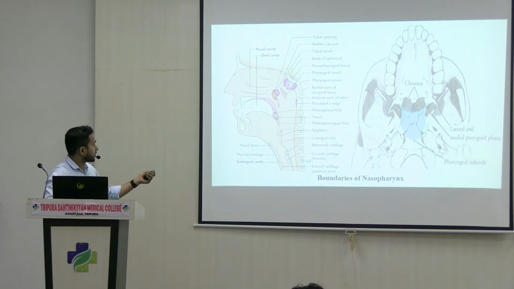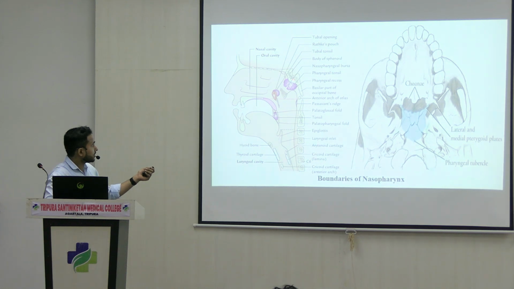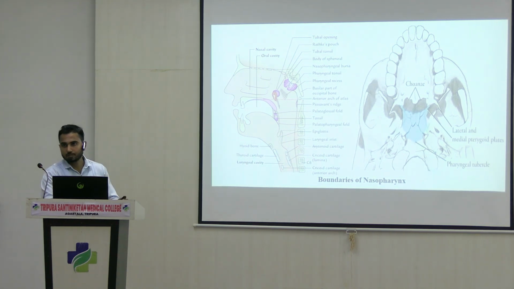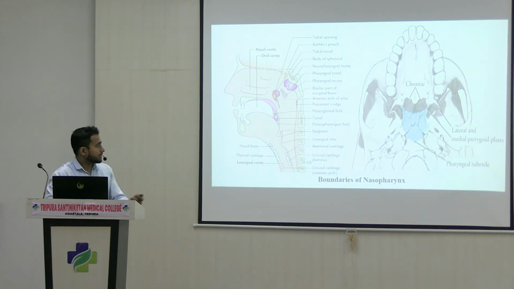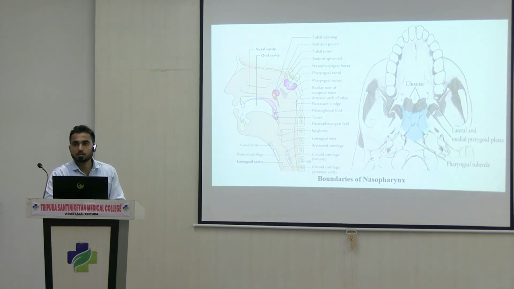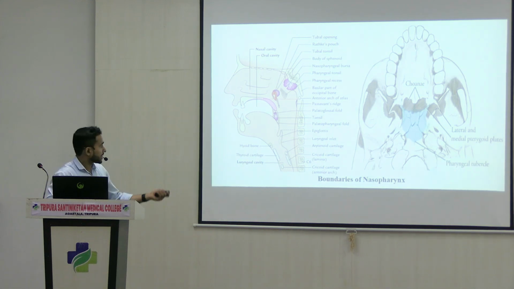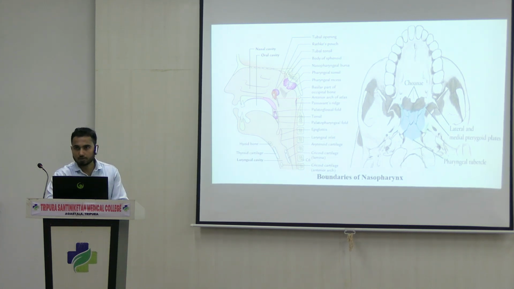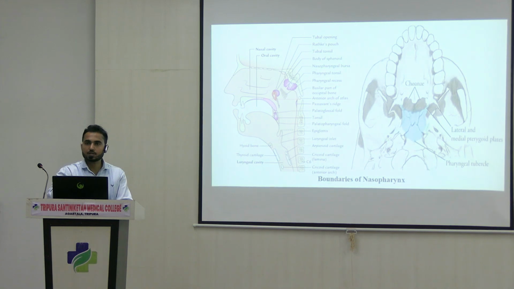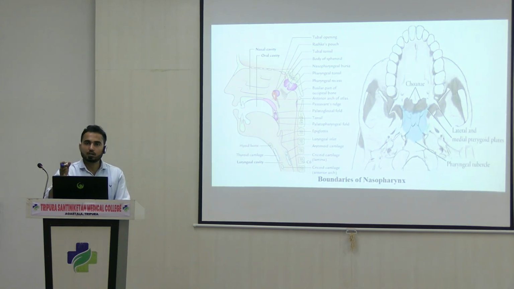So how is the roof formed? As you can see, the body of the sphenoid and the basilar part of the occipital bone will form the roof. Next, how is the posterior part formed? The posterior part is mainly formed by the first cervical vertebra. You can't write all, because they go downwards, forming the posterior wall of the oropharynx and then the laryngopharynx. Next, the floor.